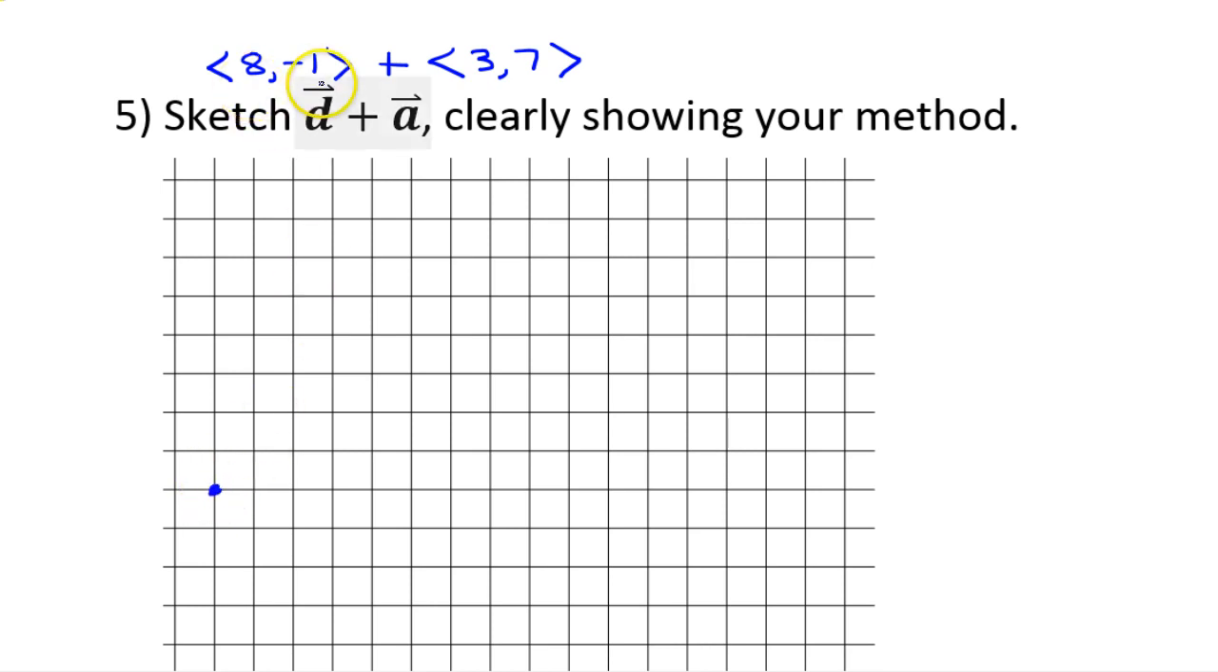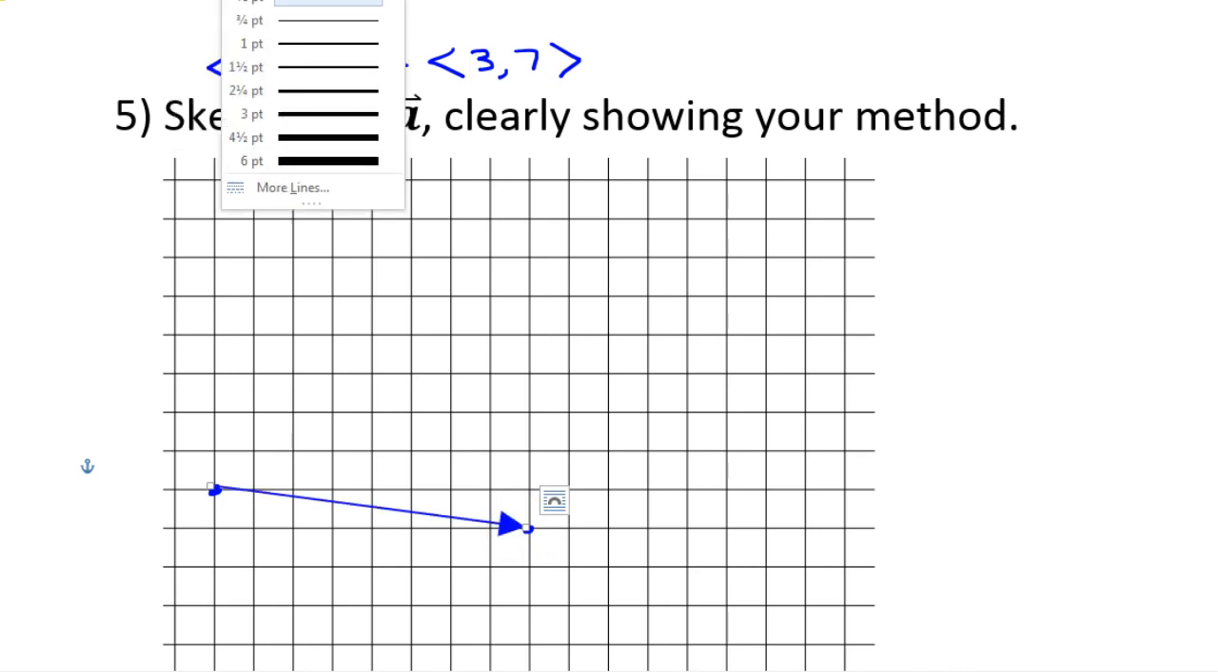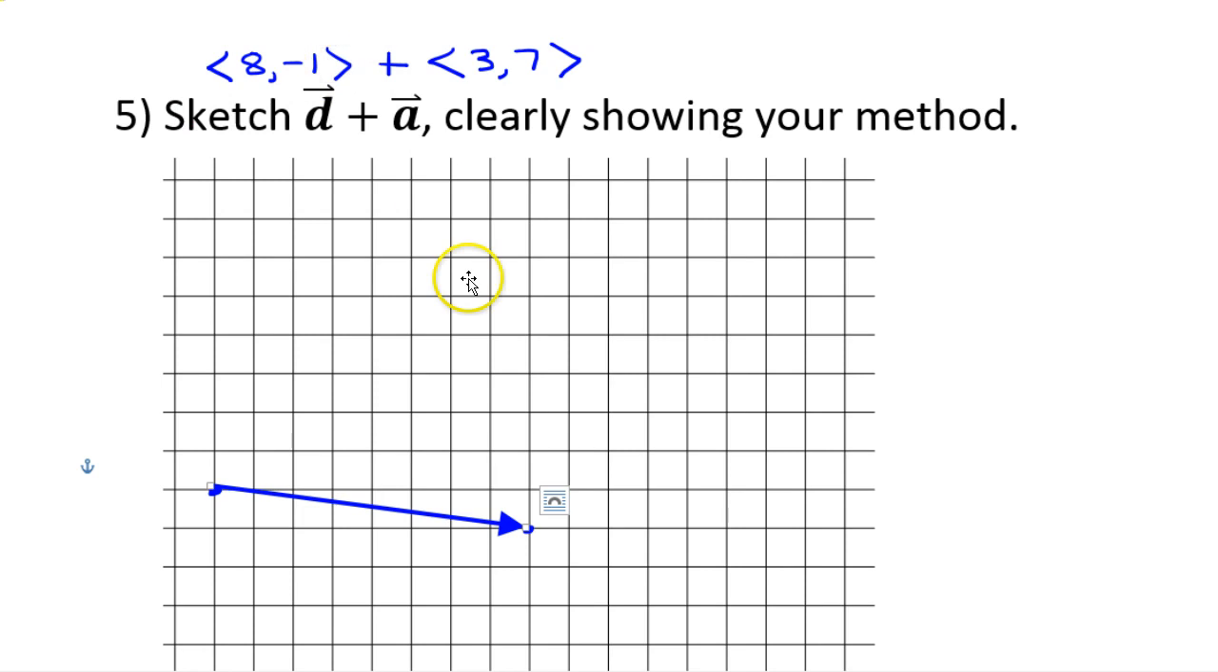So according to the components, I should go right 8 and down 1. So let's see, 2, 4, 6, 8, and down 1. There's my terminal point. Let's draw. So this should be vector d. I'm going to make it blue. Let me fix this a little bit.